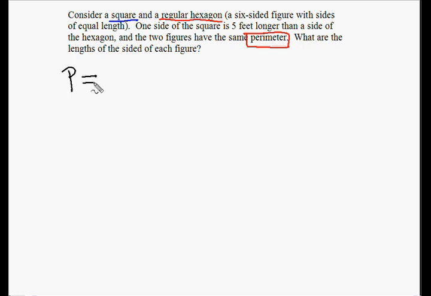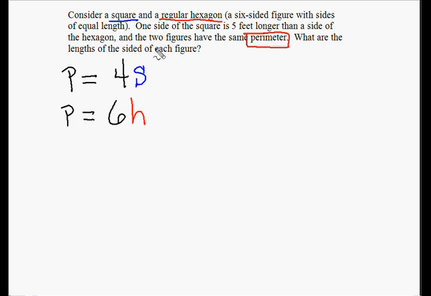Perimeter is equal to adding up all the sides. For a square, there are 4 sides, and I'm going to use an S for the word square. We also, perimeter is equal to 6, adding up the sides of the hexagon, and I'll use an H to represent those sides. So if we add up all the sides of the square, add up all the sides of the hexagon, we'll find out that those perimeters are equal.